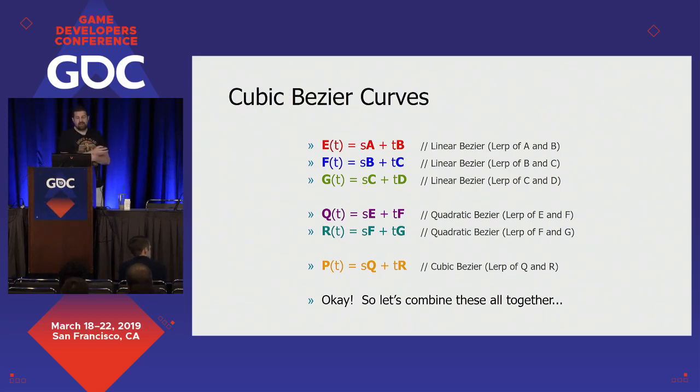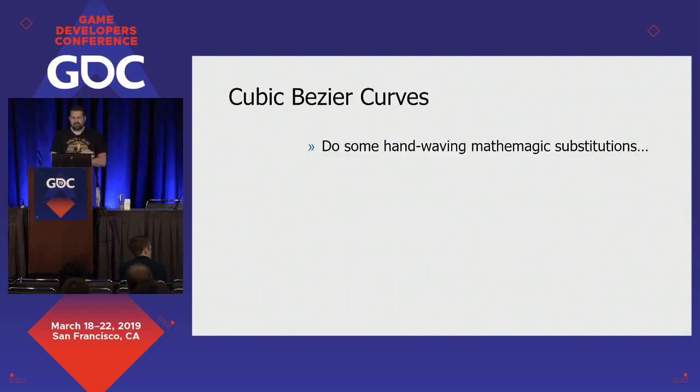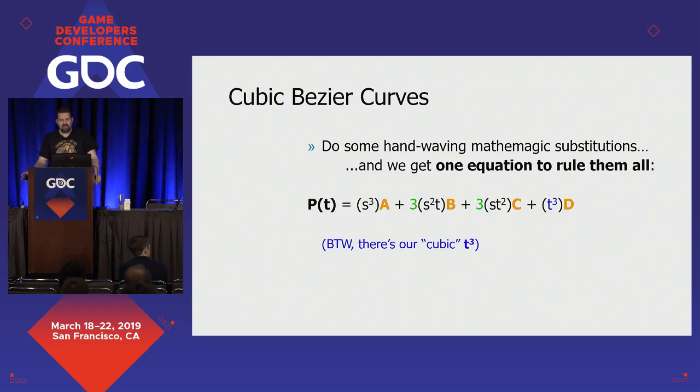Add and multiply, and a lot of it can be superscalar. And no rocket science either. So if we plug the bottom ones into the middle ones and then plug those monstrosities into the top one, we could get a super monstrosity function, right? And it looks something like this: s cubed A plus 3s squared tb plus 3st squared c plus t cubed. There's our t cubed. So that's why we know it's a cubic function. It has the power of 3.